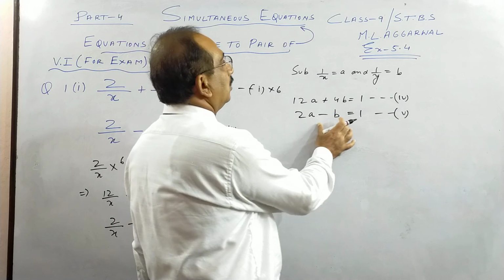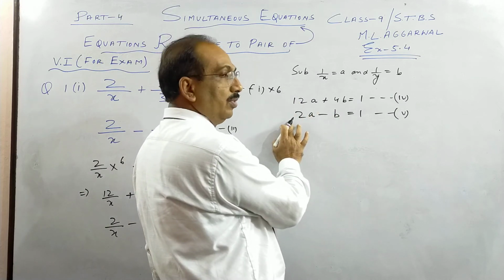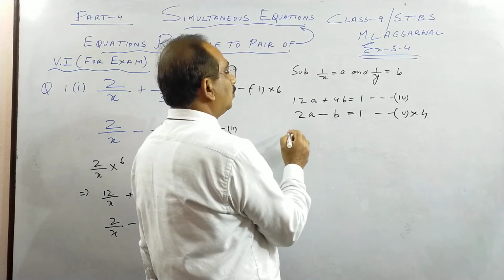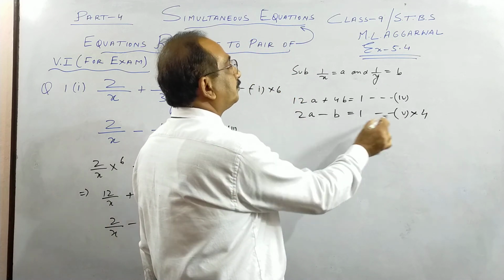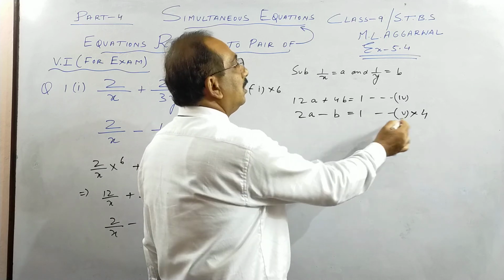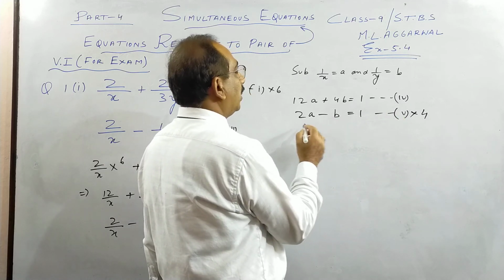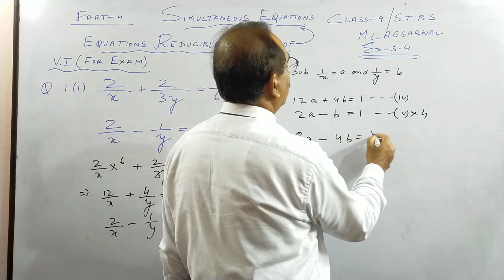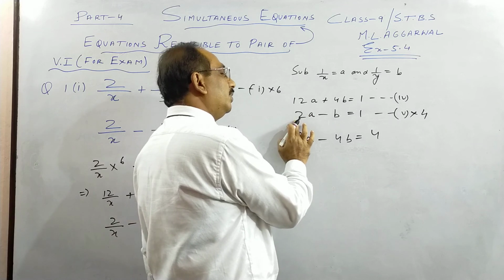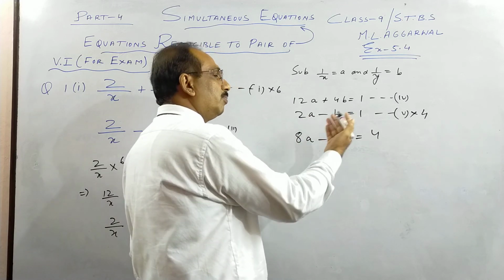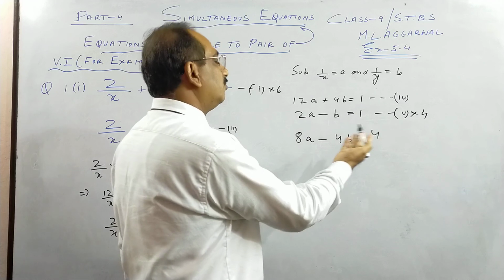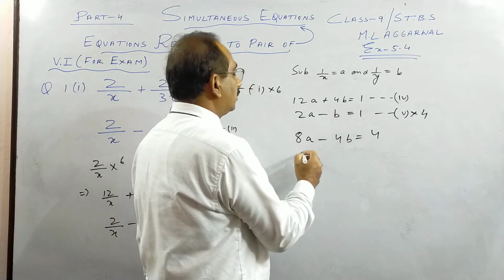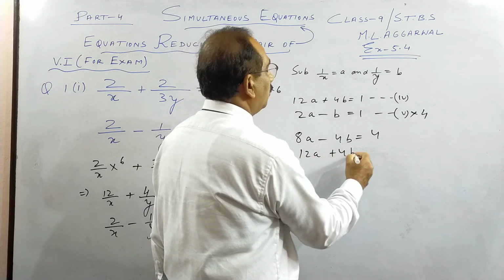Now there are two ways of cancelling: you make the coefficient of a equal or of b equal. I'll make the coefficient of b equal. So I multiply each term of equation 5 by 4. So I get 8a minus 4b is equal to 4. Each term is multiplied by 4, because if you multiply both sides of an equation by the same number, it remains the same. You can take out 4 common and it will cancel and you will get back this. This is 12a plus 4b is 1.